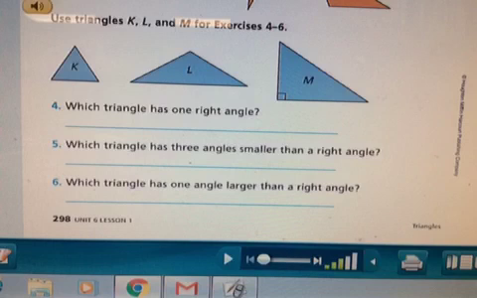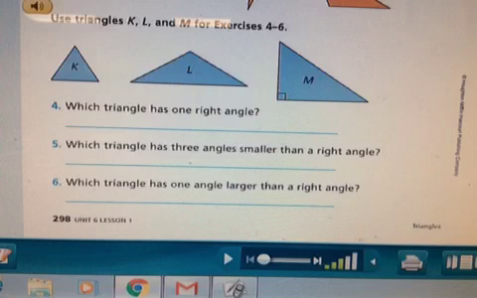Now look at the bottom of your page, and we're going to answer these 3 questions. We have 3 triangles here. We have K, L, and M. Which triangle has a right angle? Does K have a right angle? Can we make a square with any of these angles? Does L have a right angle, or does M have a right angle?